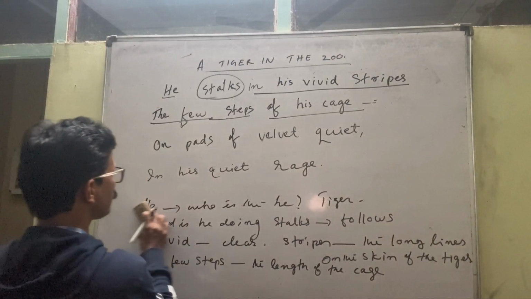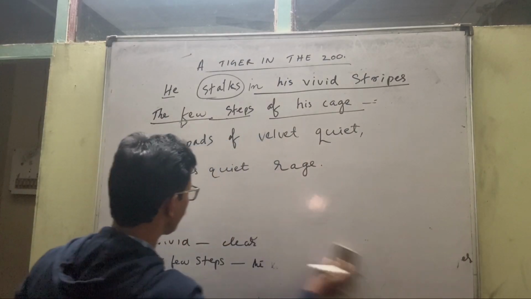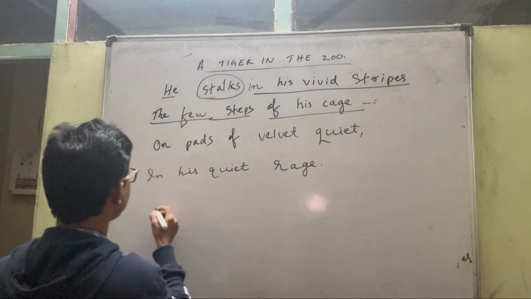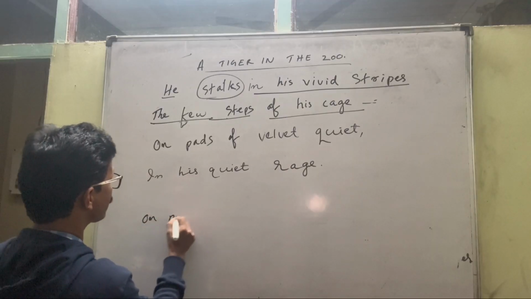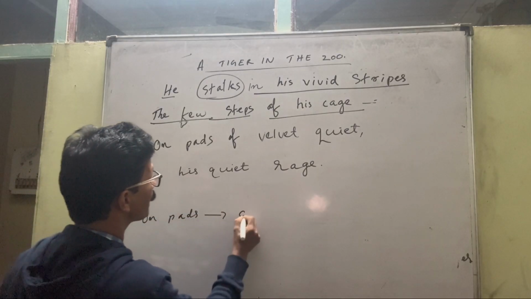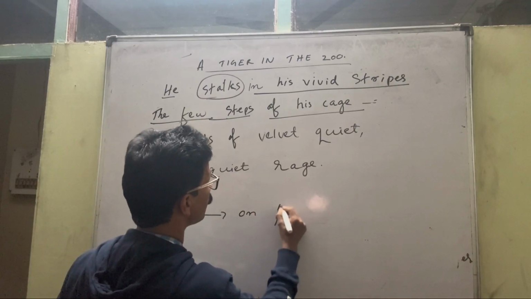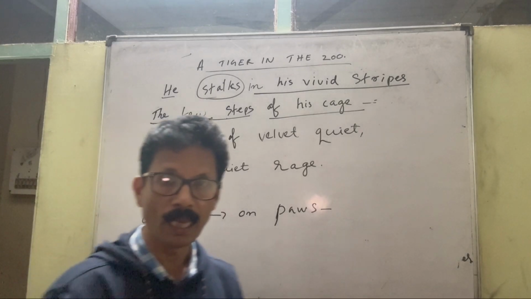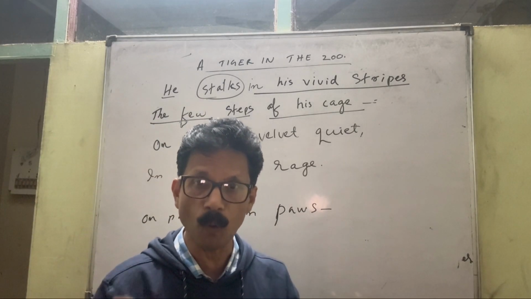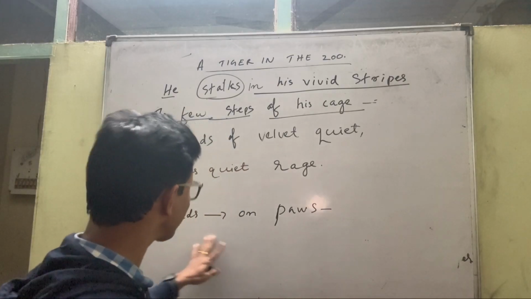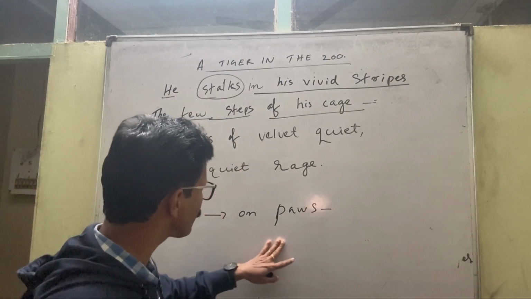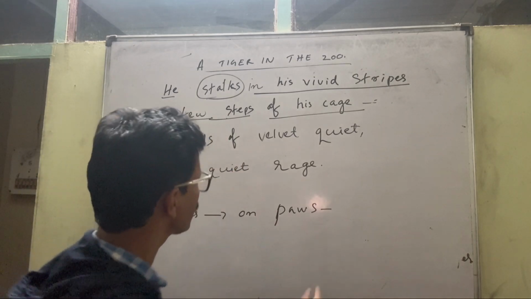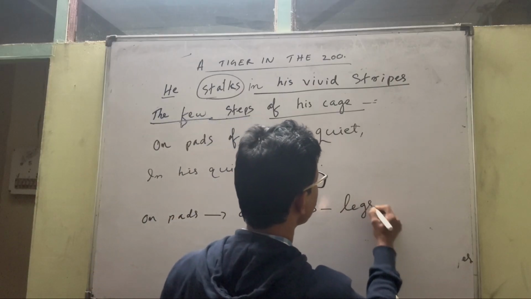Next, the third line: on pads. On pads means on paws. The tiger's paws. You can see legs, on pads. It means on paws, on his legs. I can also write on his legs.